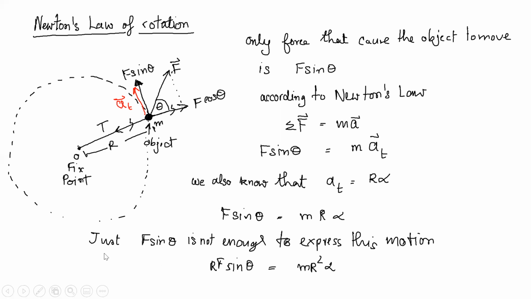So if I multiply by the radius one more time, I get R F sine theta equals m r squared alpha. Now this involves the radius.